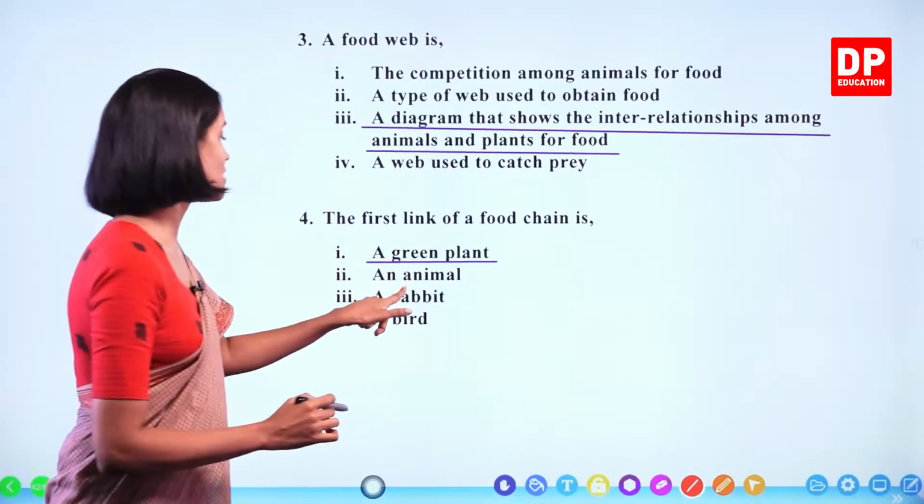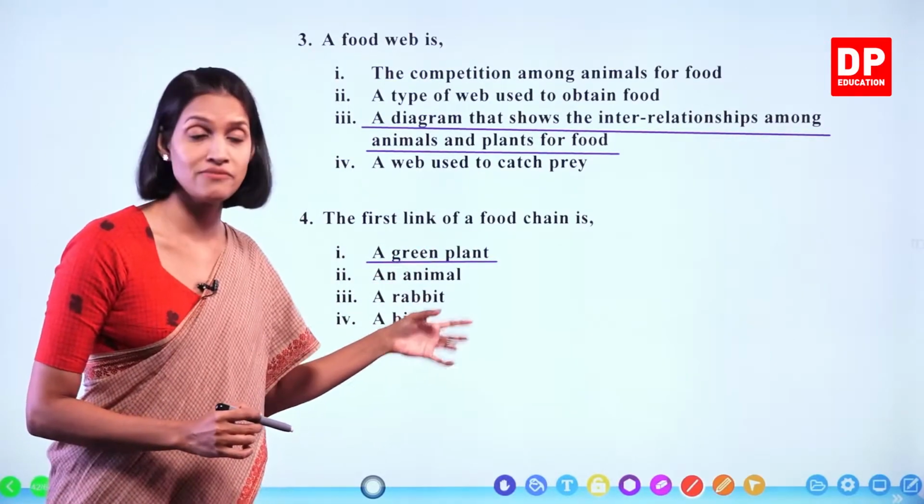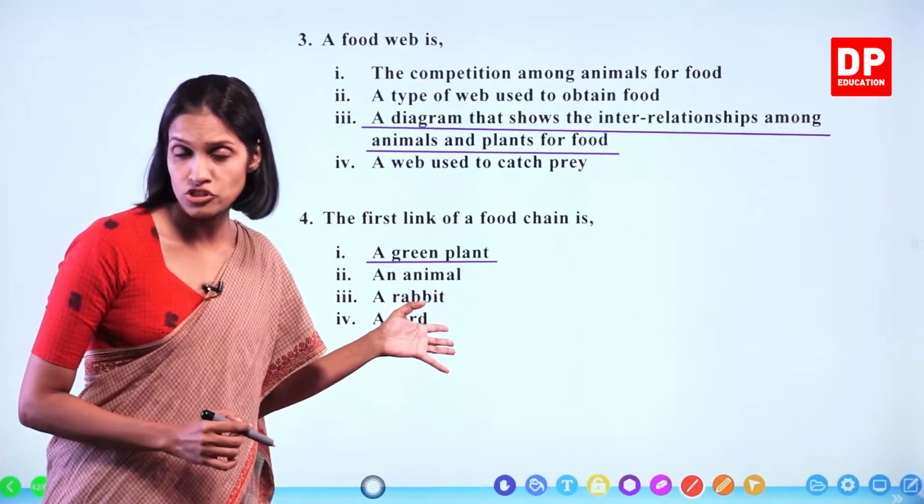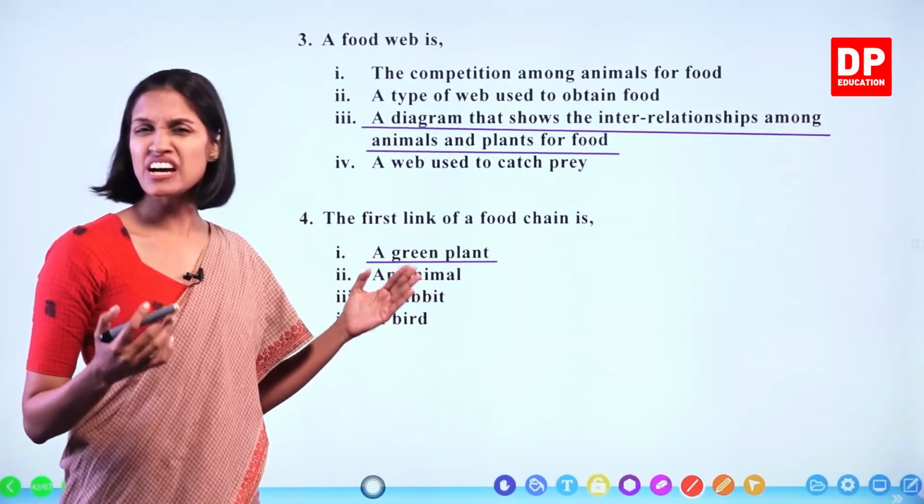Animals are animal, rabbit, bird. They all are coming under animals anyway. So they all are heterotrophic. They cannot produce their own food. They are consumers, okay?